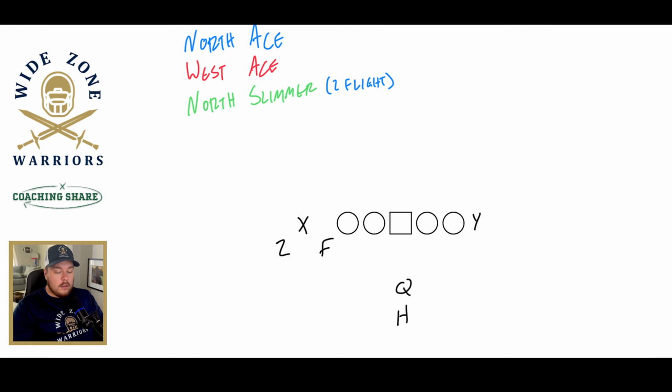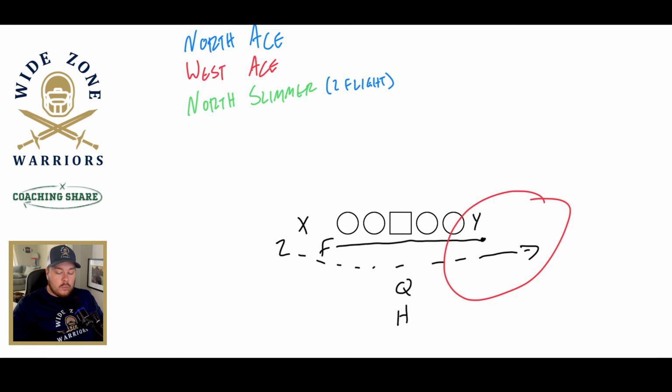If we are in North Slimmer and I want to get to West Ace, then I'm just 2 motions away. We can go fax. So we're going to F across to the strong side wing. And then again, we have our Z flight. By the time the ball is snapped, we have our tight end wing Z 3x1, and we have our single backside with the X. So I can access my entire West Ace menu, and I can access my entire North Ace menu from North Slimmer with 1 to 2 motions.